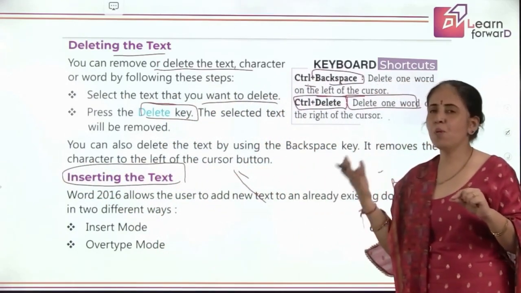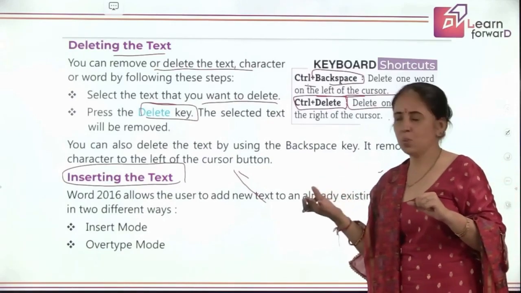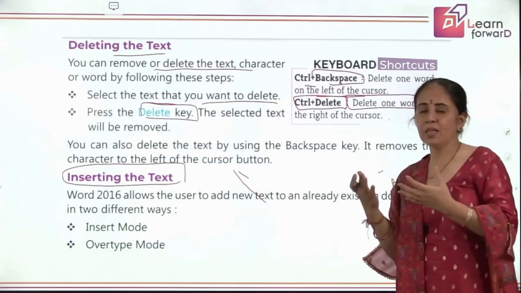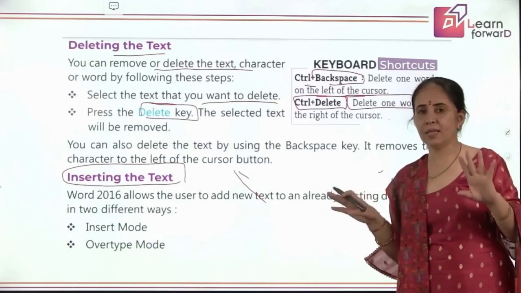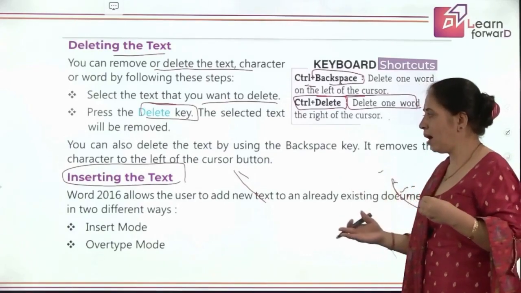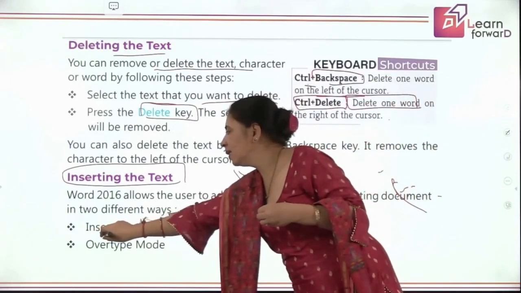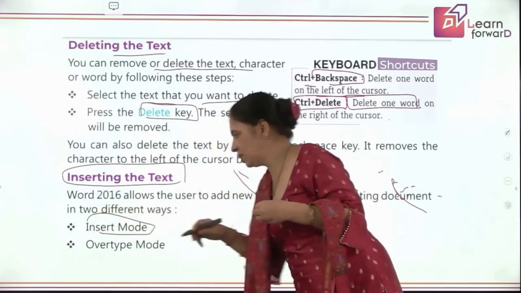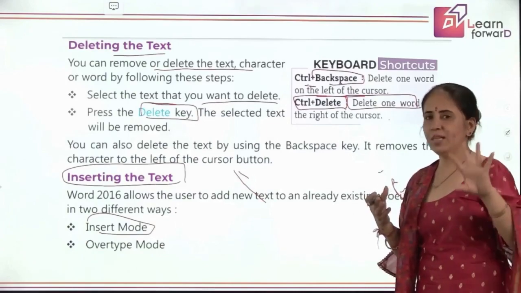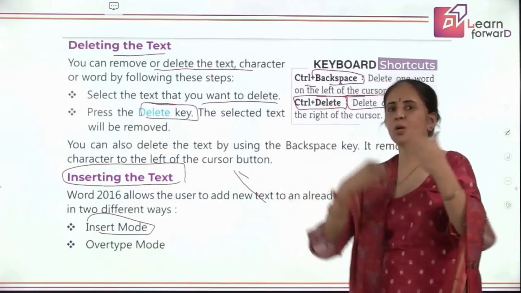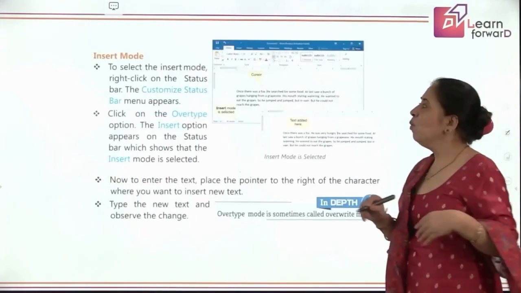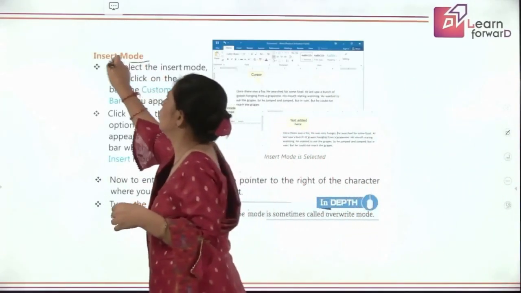Now, we have another option which is available. It is a very important feature of MS Word, that is inserting the text. Inserting a text means the document already exists and you want to put some part inside it. That can be done either by turning on the insert mode or the overtype mode. There are two ways of inserting certain parts in a document that already exists. So I'll be teaching you what insert mode is first.